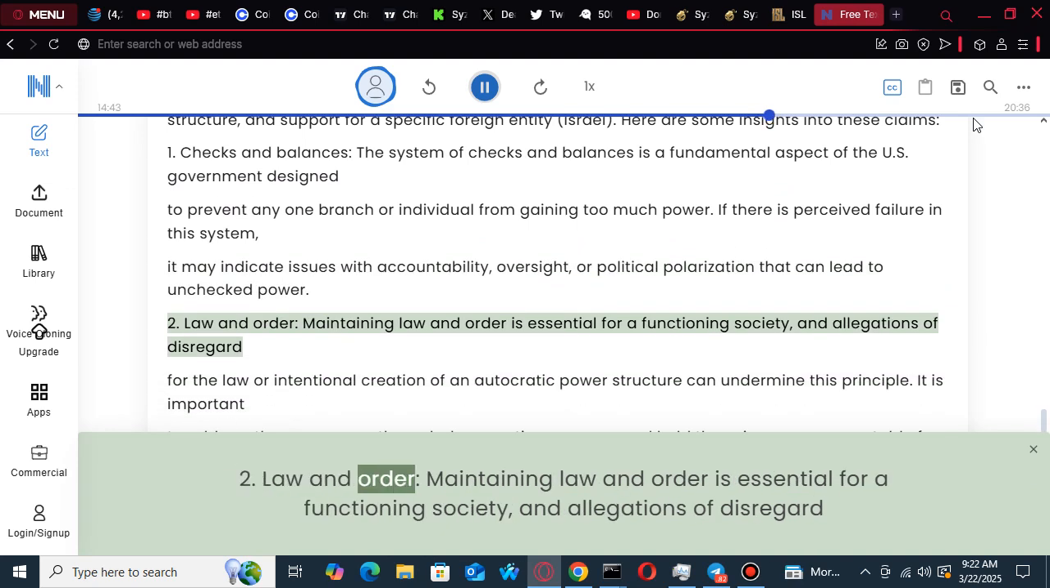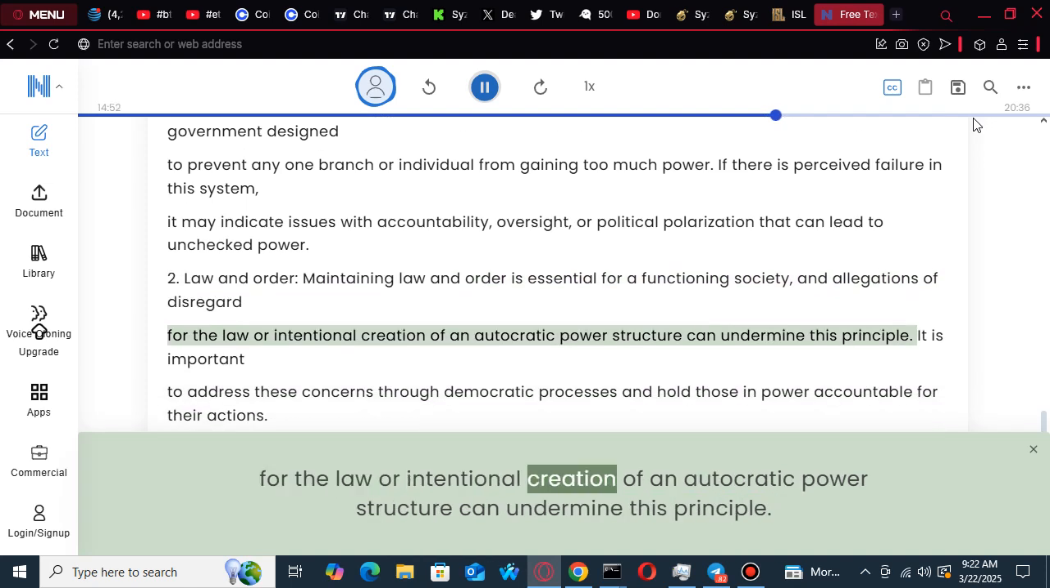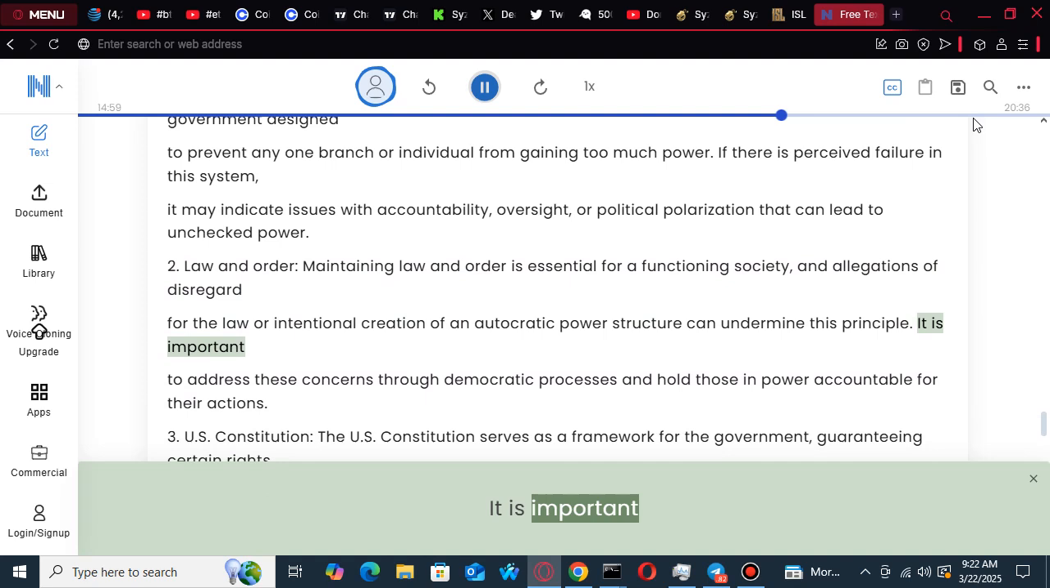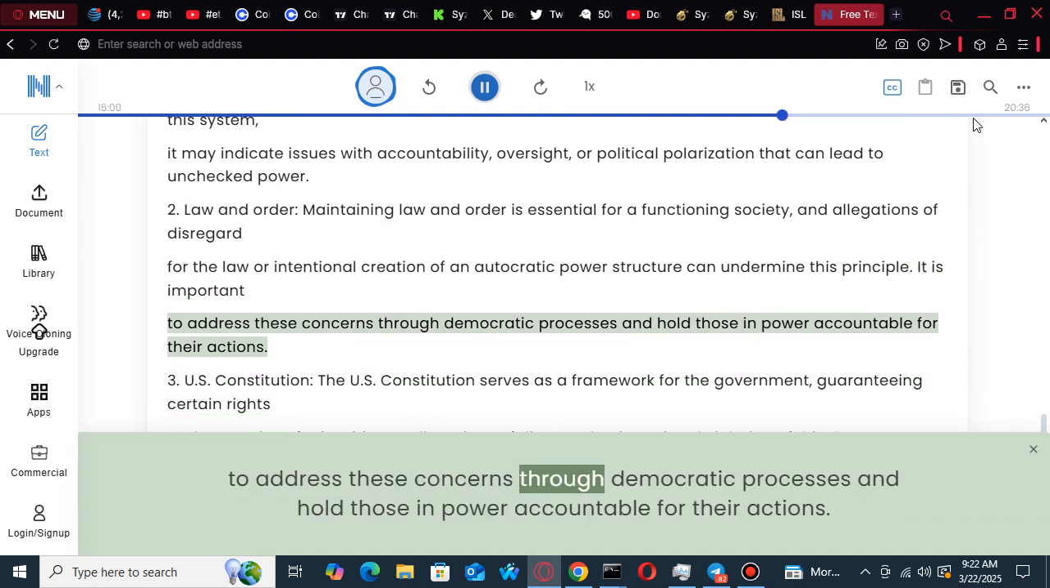Law and order. Maintaining law and order is essential for a functioning society, and allegations of disregard for the law or intentional creation of an autocratic power structure can undermine this principle. It is important to address these concerns through democratic processes and hold those in power accountable for their actions.